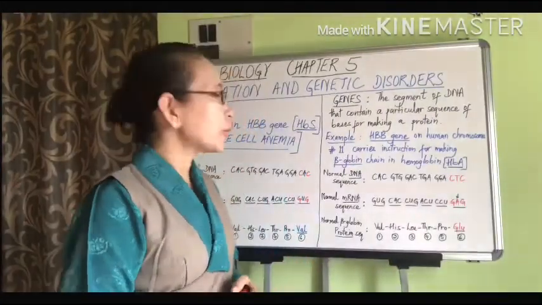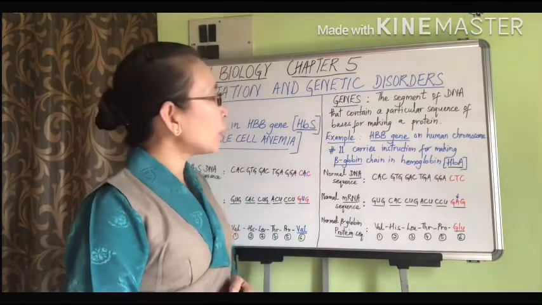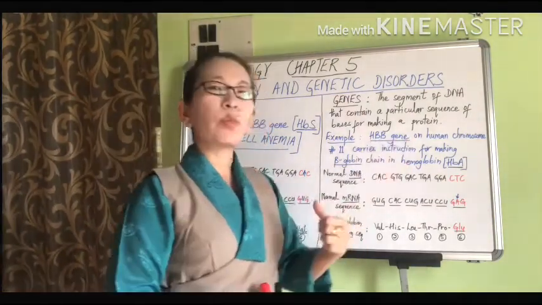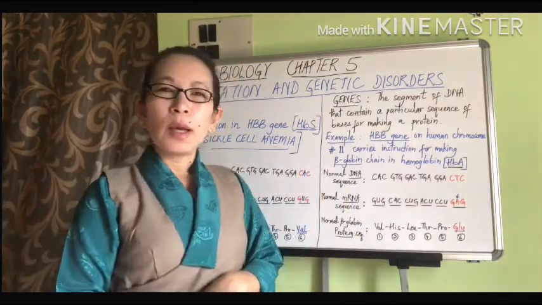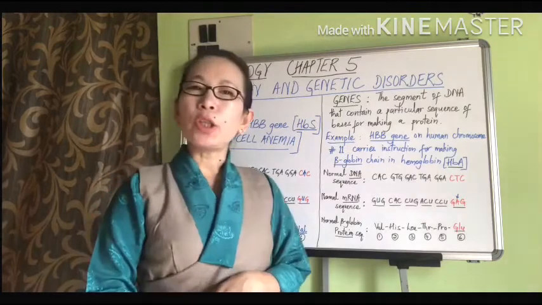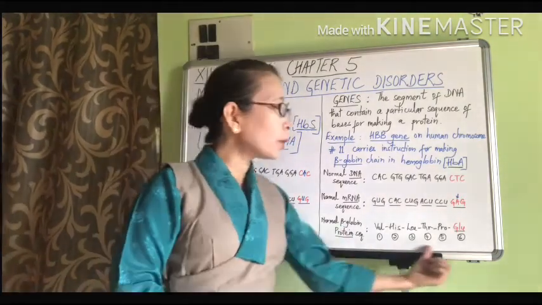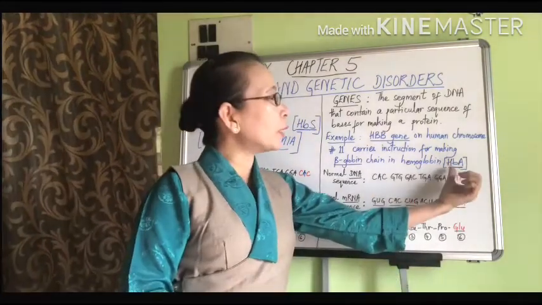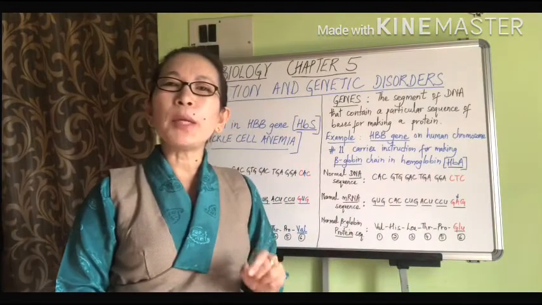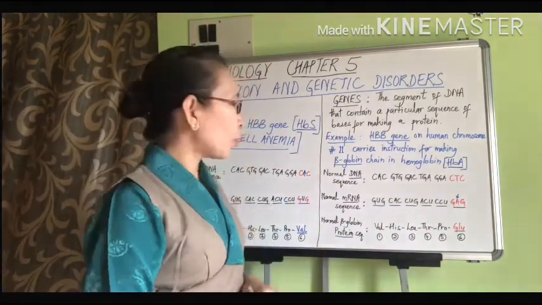Let me now come back to this example of the HBB gene in humans, where we know that HBB is responsible for producing the beta chain in hemoglobin. A normal HBB gene without any mutation would result in the formation of a normal beta chain, or a normal hemoglobin. A normal hemoglobin is represented by HbA. So HbA becomes the normal allele for hemoglobin.